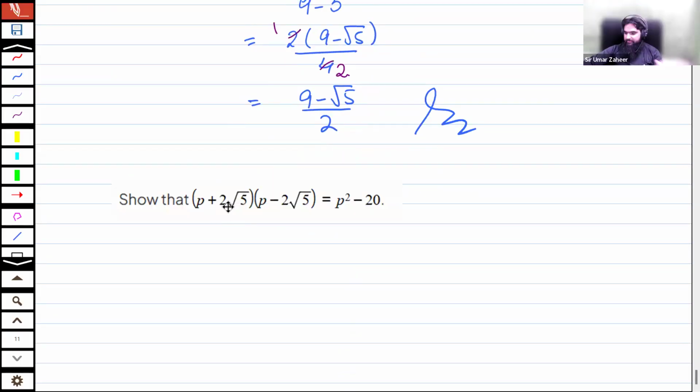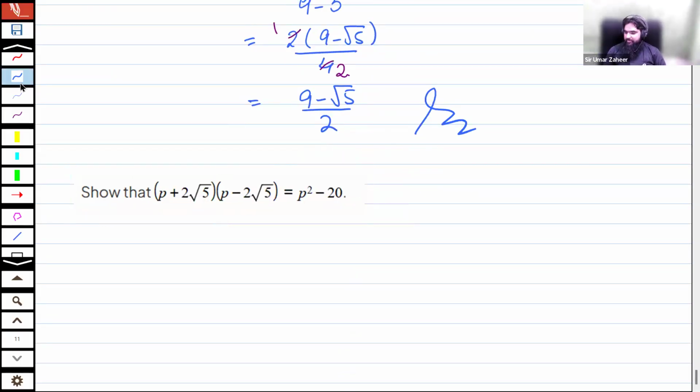Right. Let's do one more question. Now he says that you have to prove that p plus 2 square root of 5 into p minus 2 square root of 5 is equal to p square minus 20. So we have to talk about the left hand side. We have p plus 2 square root of 5 times p minus 2 square root of 5.